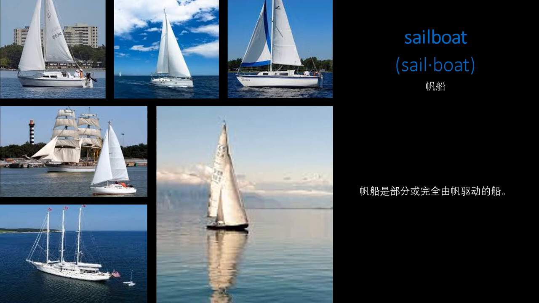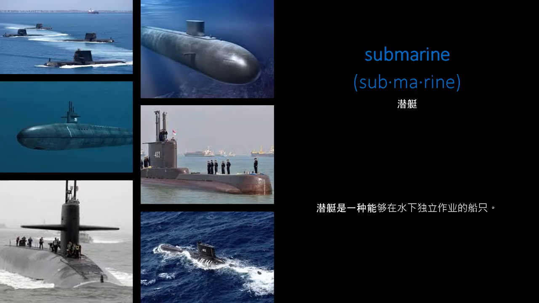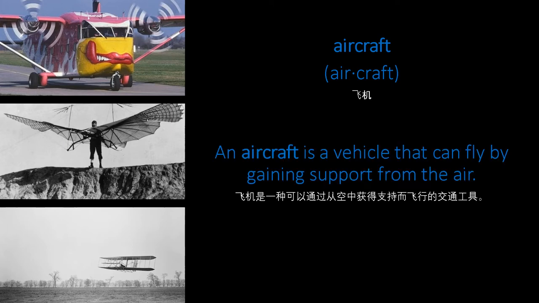Sailboat. A sailboat is a boat propelled partly or entirely by sails. Submarine. A submarine is a watercraft capable of independent operation underwater. Aircraft. An aircraft is a vehicle that can fly by gaining support from the air.